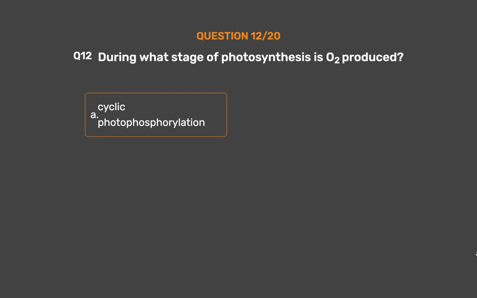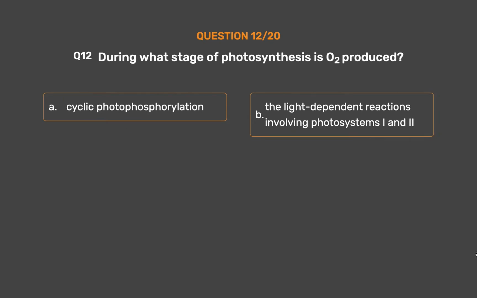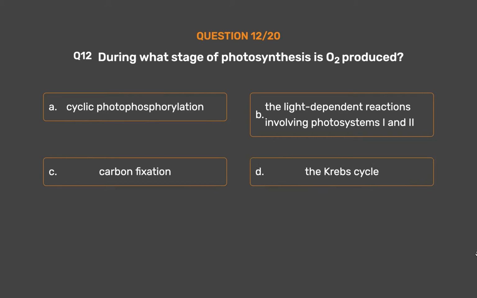Option A. Cyclic photophosphorylation. Option B. The light-dependent reactions involving photosystems 1 and 2. Option C. Carbon fixation. Option D. The Krebs cycle.